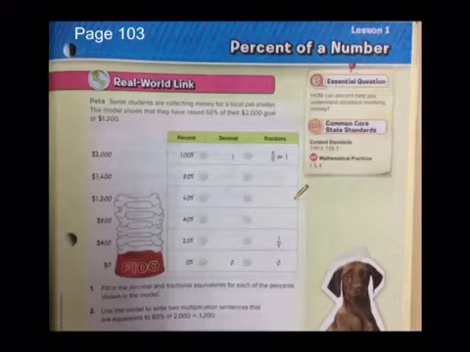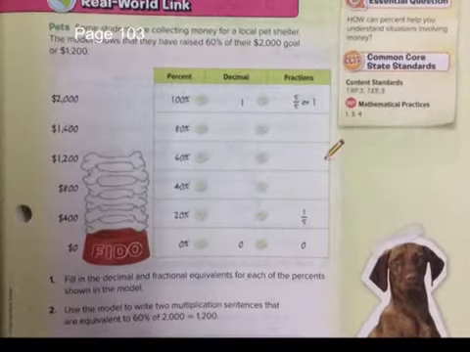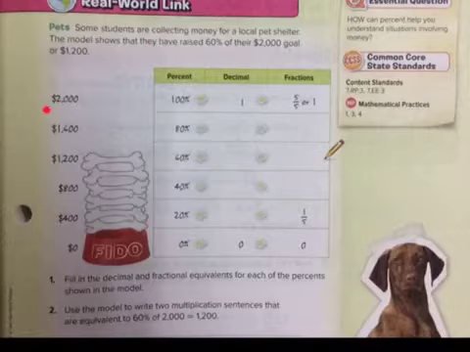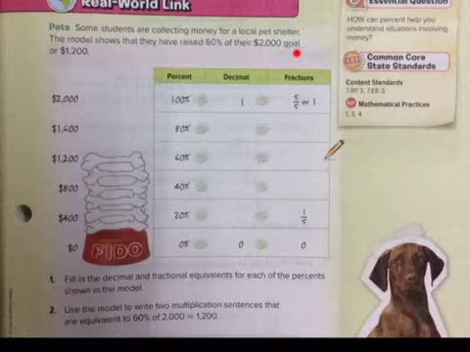Now, by percent of a number, we're actually looking at a piece of a number, okay? If we have the amount $2,000, let's zoom in right here. We have the number 2,000 for this scenario. Some students are collecting money for a local pet shelter. The model shows that they have raised 60% of 2,000, or we can say 1,200.